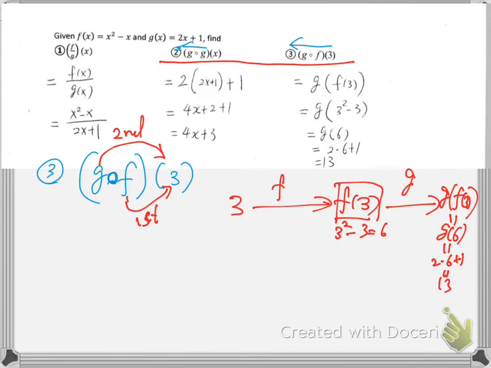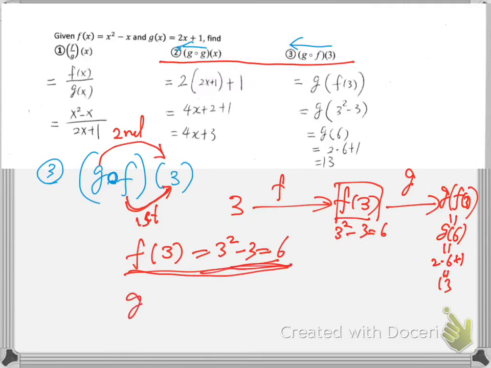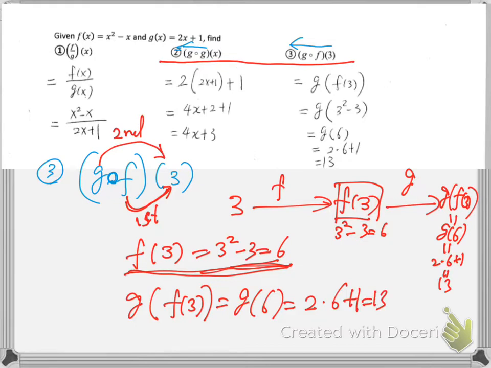This is the understanding of composition: we apply the function closest to the number first, and then the next one, and the next one. If you're not familiar with this part, you can write down two steps. First, write down f of 3, which is 3 squared minus 3, so 6. The first function f is done, and then the second function g is applied to f of 3, which is 6. So g of f of 3 is g of 6, which is 2 times 6 plus 1, which is 13. Now let's go back to number 2.